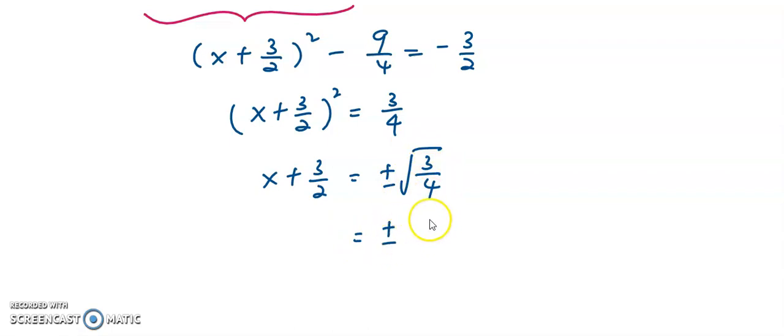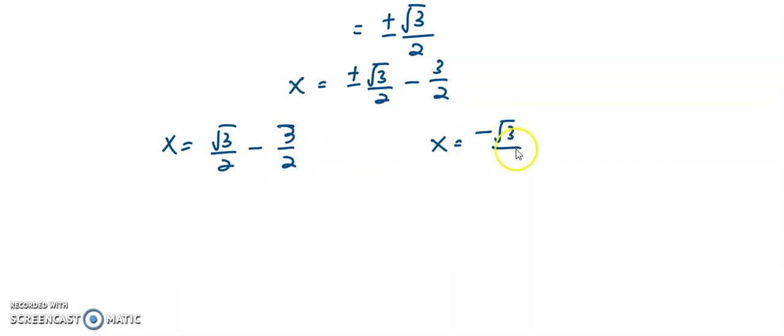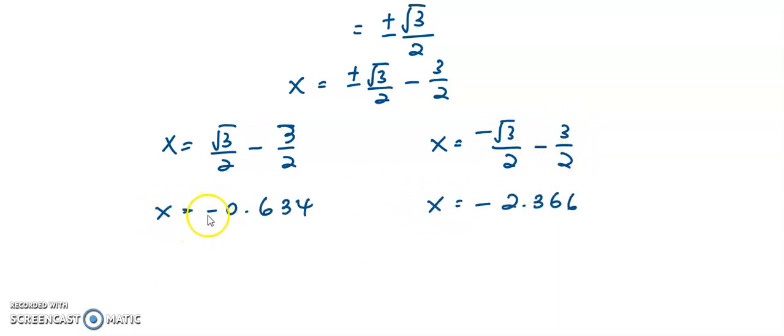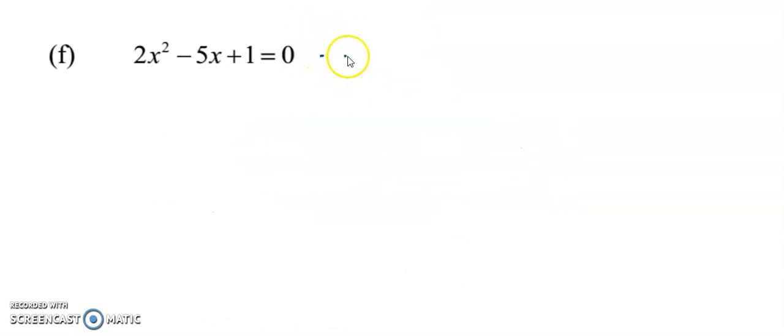And positive negative square root of 3 over 4 can be simplified into positive negative square root of 3 over 2. And your x is positive negative square root of 3 over 2 minus 3 over 2. All right, so one of the solutions will be positive square root of 3 over 2 minus 3 over 2. And the other solution has to be negative square root of 3 over 2 minus 3 over 2. And you always can have your answer in the decimal form. The first solution can be negative 0.634, and then the next solution is x equals to negative 2.366. Here is the last example in this video.